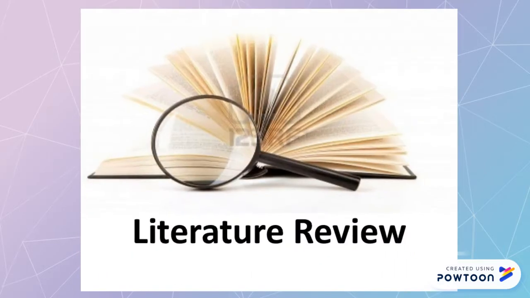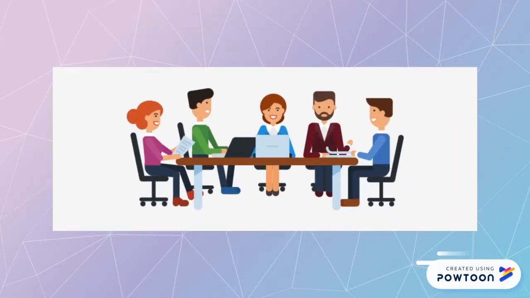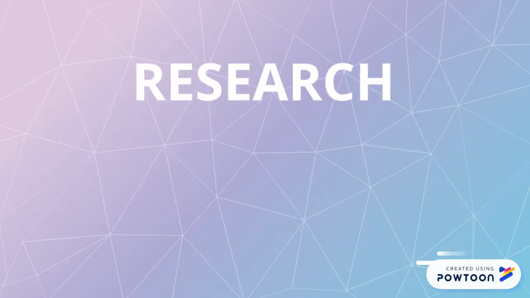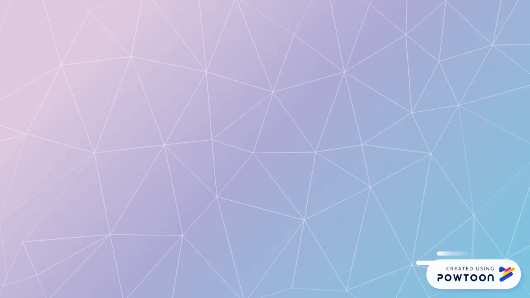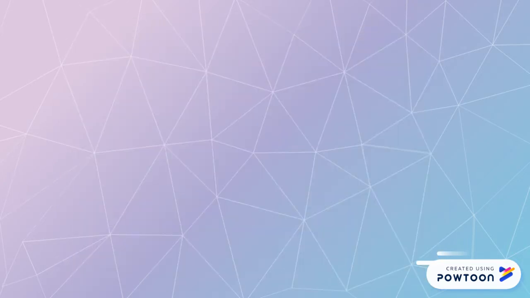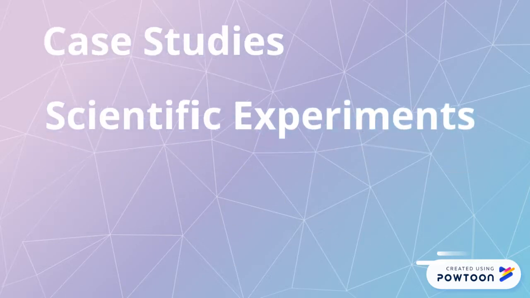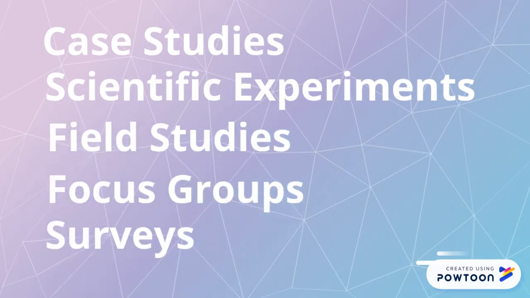There will also be a literature review section. This describes previous research or discussion that has already been published on the topic. The research methods section of the article describes the procedures or methods that were used for the research study. The methodology the authors use will vary and can include case studies, scientific experiments, field studies, focus groups, surveys, and more.